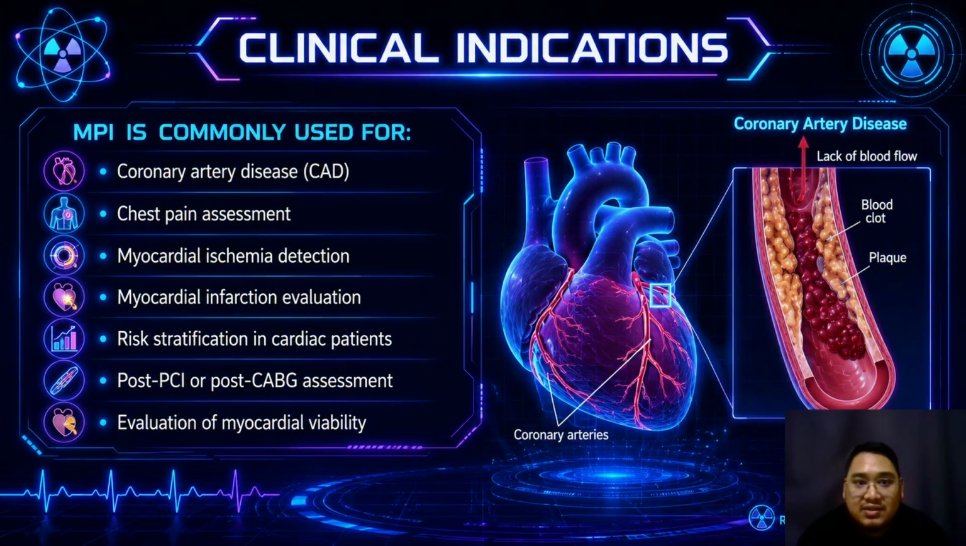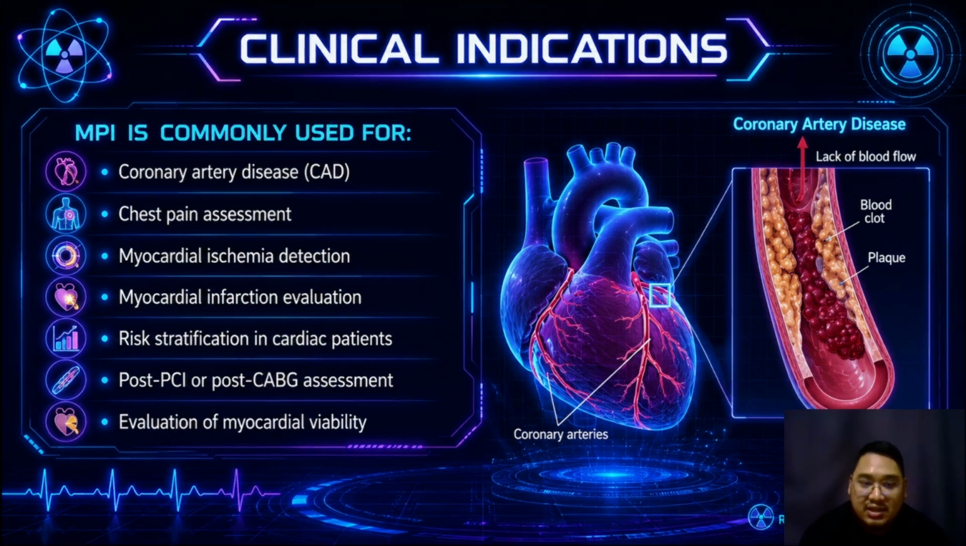MPI is commonly indicated for the evaluation of coronary artery disease. It is used in patients presenting with chest pain, suspected myocardial ischemia, previous myocardial infarctions, and for risk stratification. MPI is also used after coronary interventions such as PCI or CABG for assessing myocardial viability.